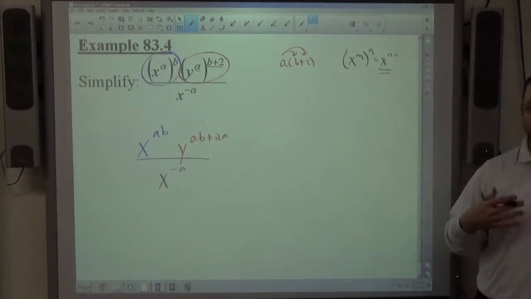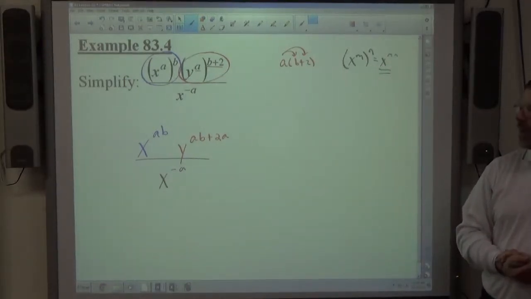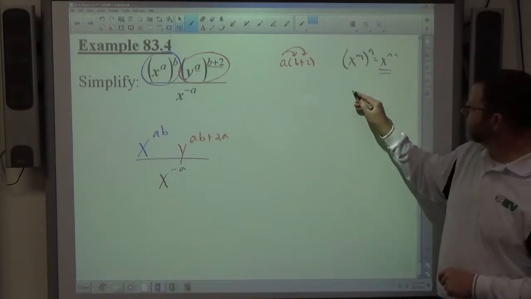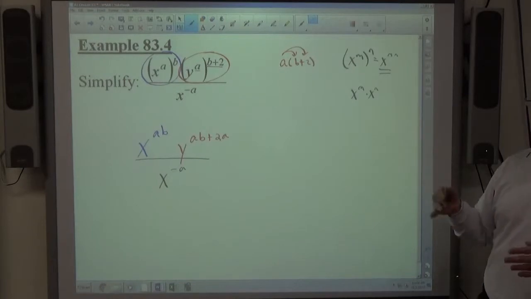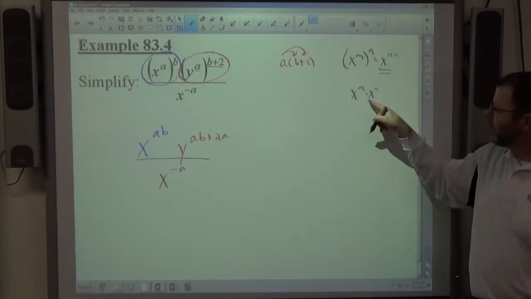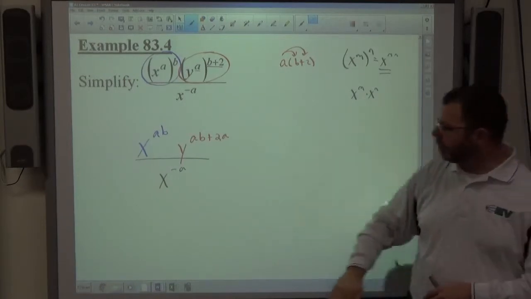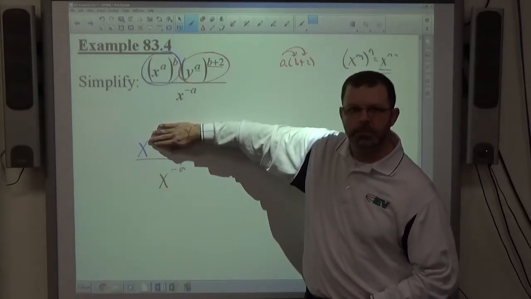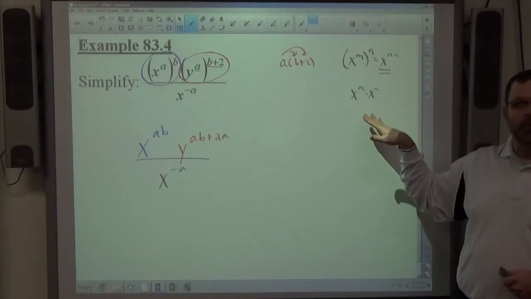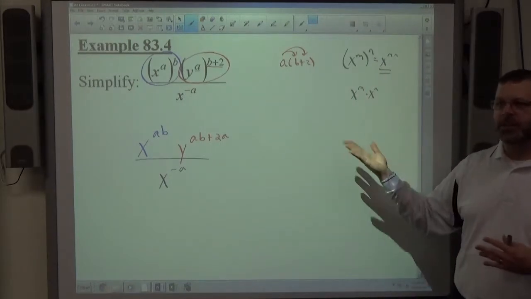All right, so now you're looking at an easier expression. Next thing you want to look for is if x is being multiplied by x, or y is being multiplied by y, or w is being multiplied by whatever letters are in the problem. If you have the same letter being multiplied by itself on either the top or the bottom. So looking at the top, do we have the same letter being multiplied by itself? No. The bottom? No. So that's the next thing we look for. It didn't happen, move on. If it does happen, fix it.